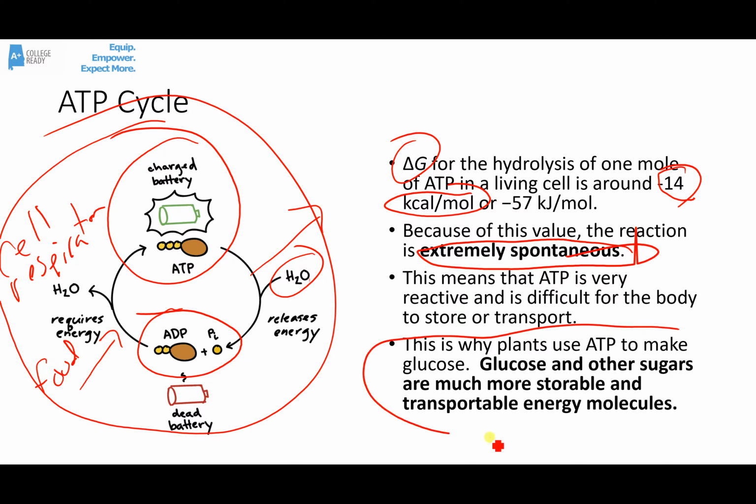And that's why plants actually use ATP to make glucose. Glucose and other sugars are more stable and more storable. Eventually, they're going to use that glucose to remake ATP, but they need to make the sugar so that they can store and they can transport the energy.